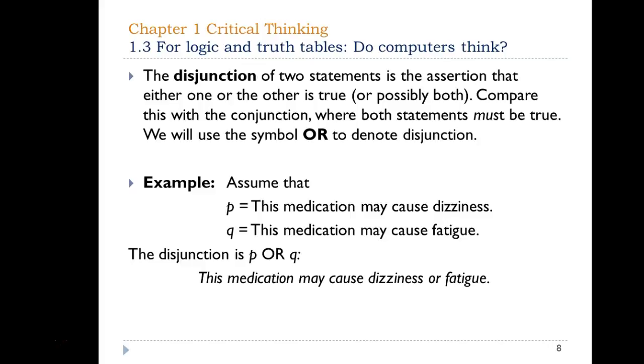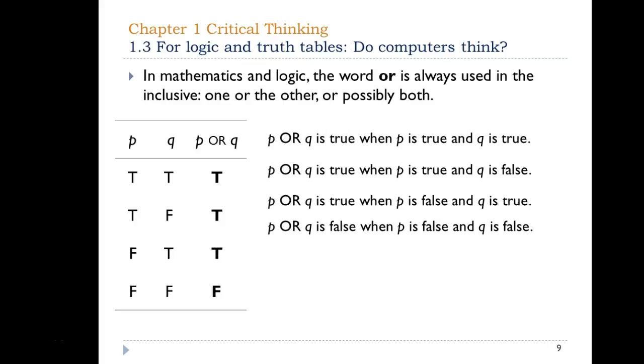Example. Assume that P is "this medication may cause dizziness," and Q is "this medication may cause fatigue." The disjunction is P or Q: the medication may cause dizziness or fatigue. In mathematics and logic, the word OR is always used in the inclusive sense: one or the other, or possibly both. Here is a truth table.